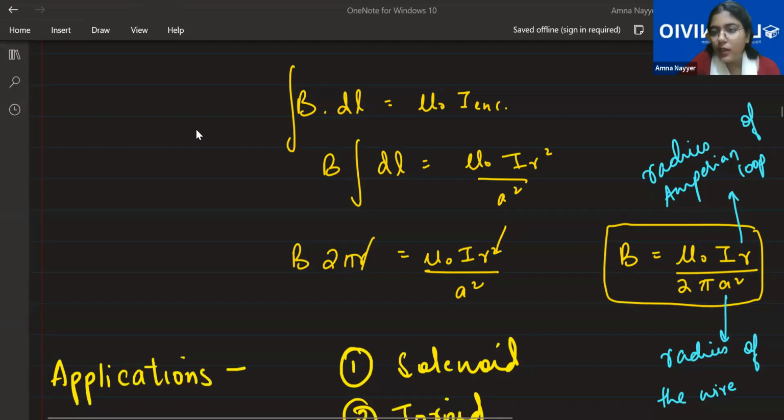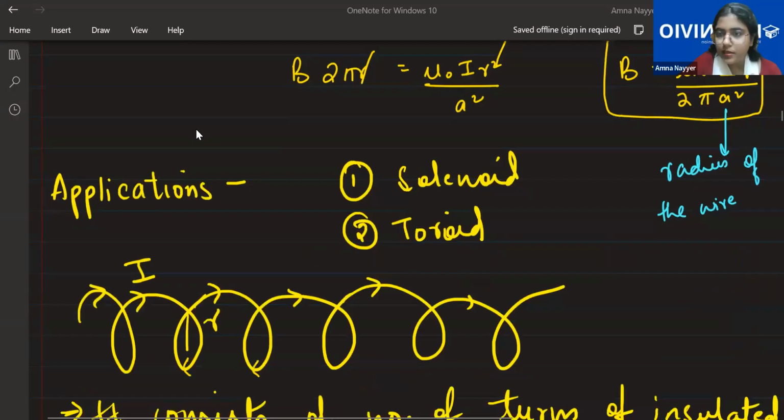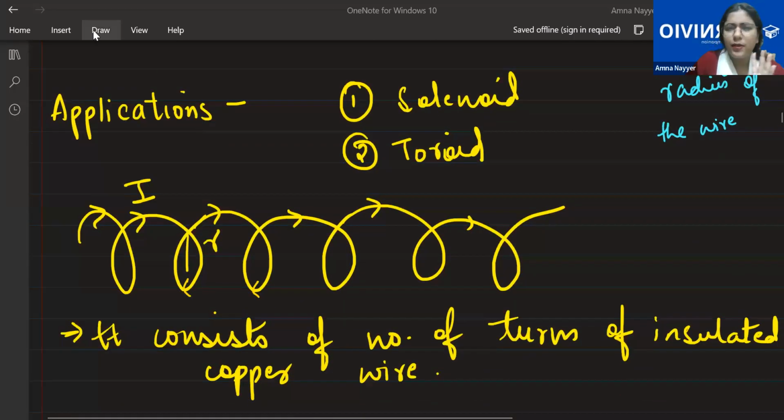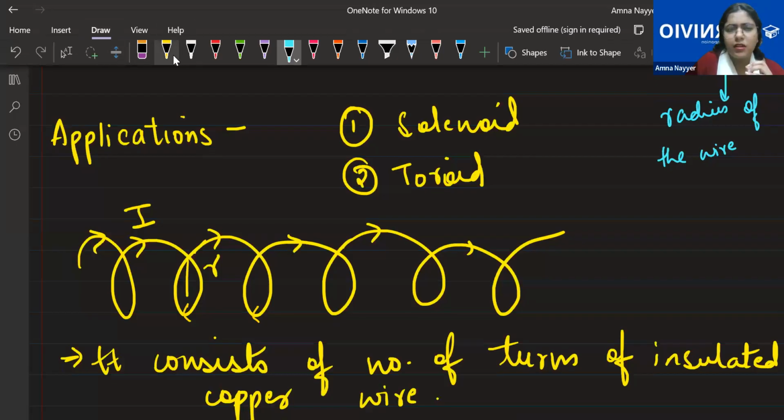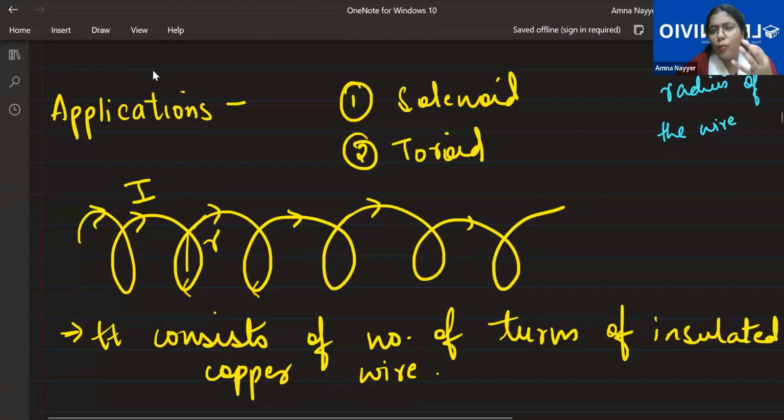Okay. Now coming to the application. There are two devices in your syllabus. One is a solenoid, the other is a toroid. I'll start first with the solenoid. It's very easy. This device is not very complicated. Take a straight wire, make lots of turnings. That's what the solenoid is.